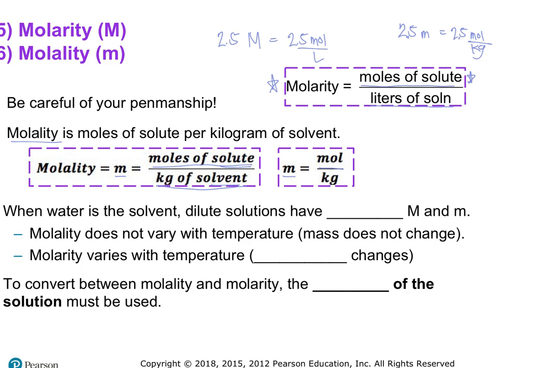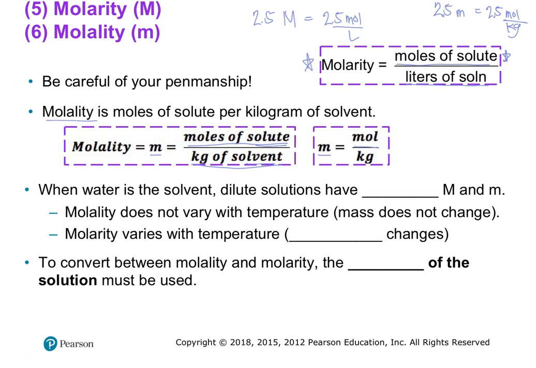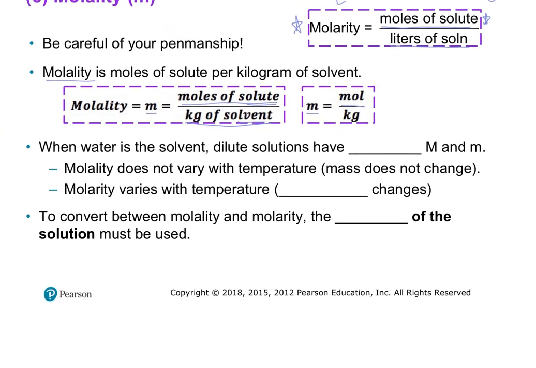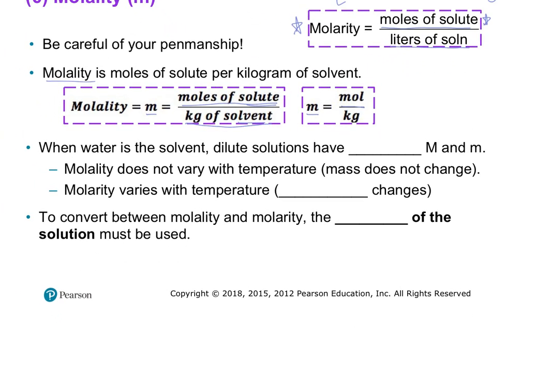So we can use that lowercase or uppercase m as kind of a shorthand for a combo unit. Now, why would we have two different things? Well, really, we're usually dealing with water as our solvent, and when we have a dilute solution, then the molarity and the molality are similar.